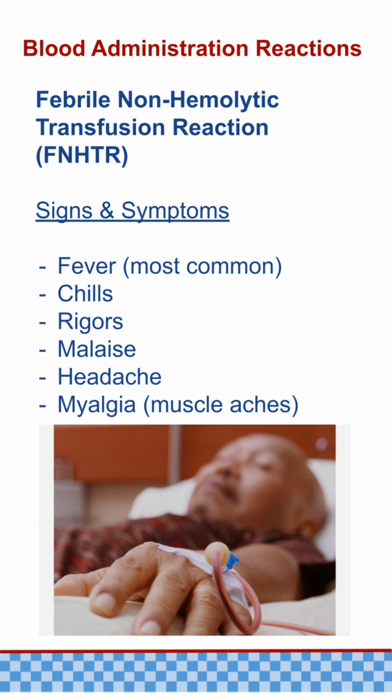Signs and symptoms of febrile non-hemolytic transfusion reactions include fever, which is the most common, chills, rigor, which is involuntary muscle shaking, headache, and myalgia, which is muscle aches. The effects are usually self-limiting and resolve within 30 to 60 minutes. Management is generally focused on symptom relief.